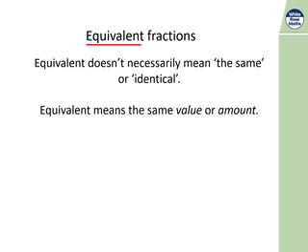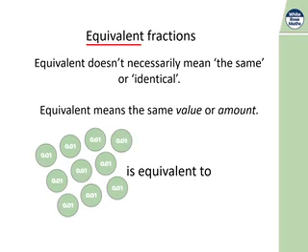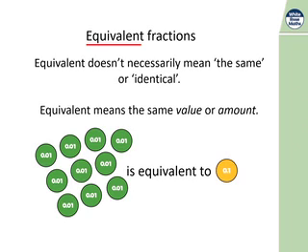Today we're going to be looking at equivalent fractions, but first let's look at the word equivalent. What's important to know is that equivalent doesn't necessarily mean the same, as in a mirror image of it. It means having the same value or amount. So for example, 2 1p coins are equivalent to 2p. Although they don't look the same, they have the same value. Similarly, 10 lots of 1/100ths is equivalent to 1/10. They look different, but they have the same value.